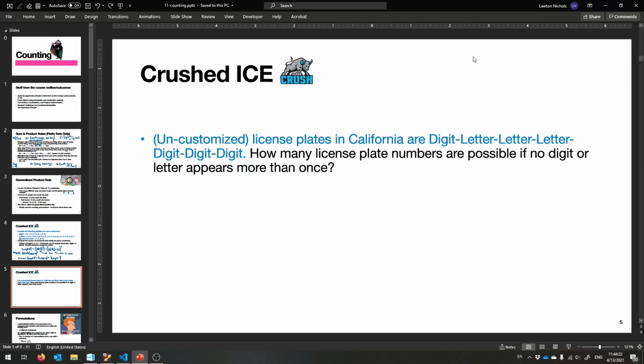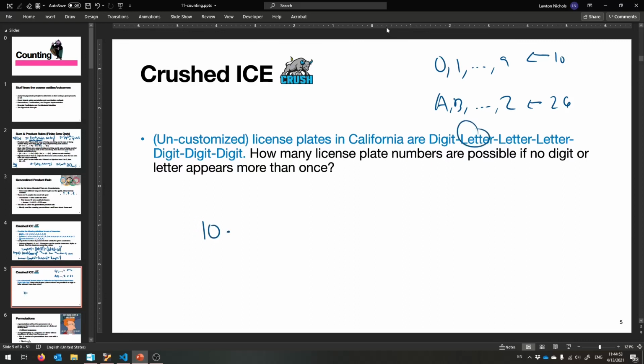So, if no digit or letter can appear more than once, here's what happens. Okay. The first thing we need to pick for this license plate is a digit, and there are 10 of them, 0 through 9, right? So, 0, 1 through 9, and then you have A, B, all the way to Z. So there's 10 of those and 26 of those, right? And we're not repeating things, which is interesting. It's kind of like the medals here. So the first digit can be any of the 10, okay?